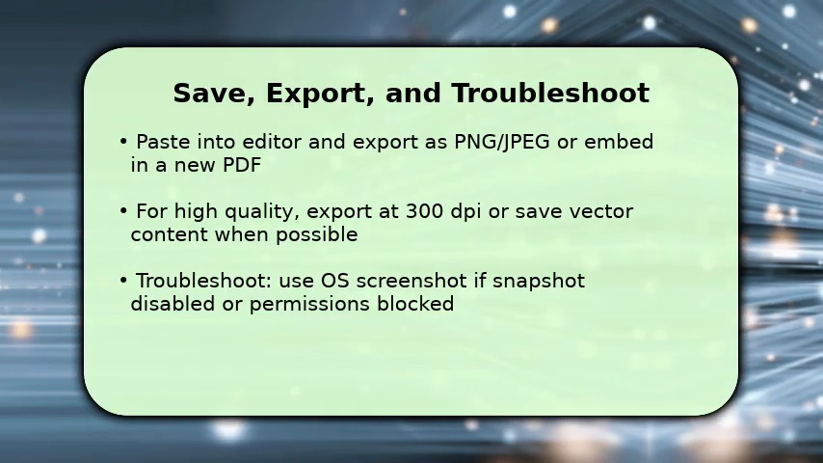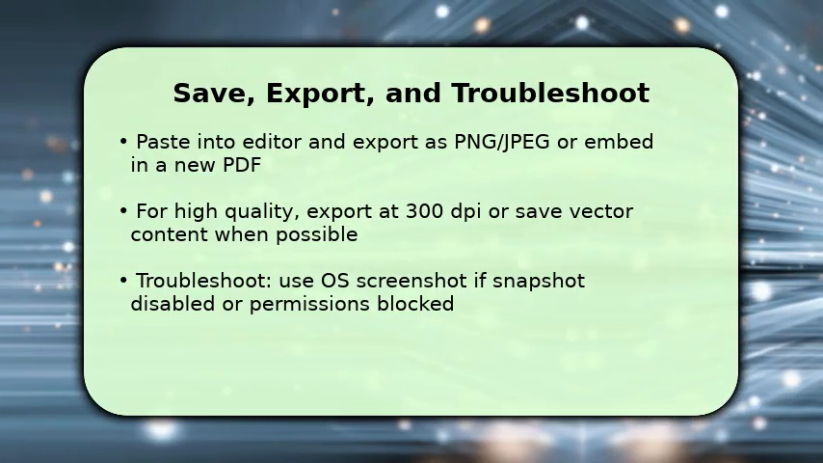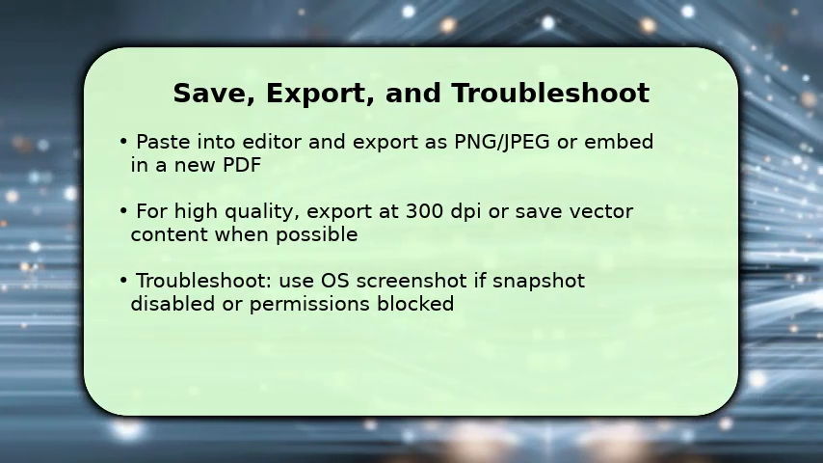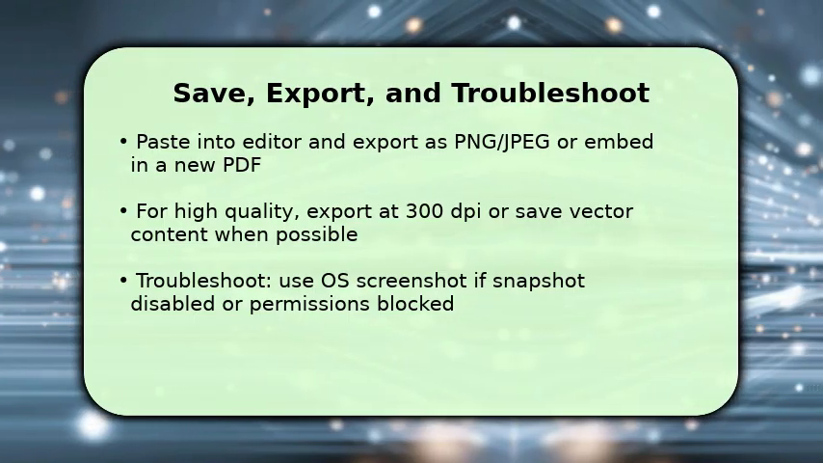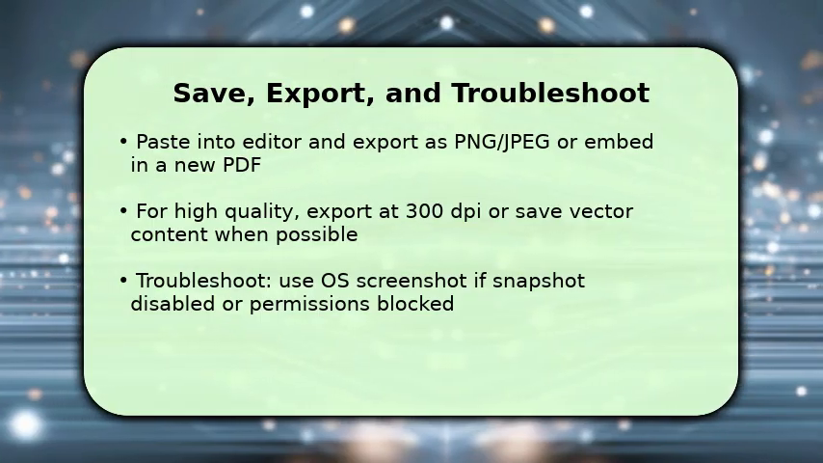If the PDF app won't let you take a snapshot, check security settings or use your system screenshot tool as a fallback. Sometimes permissions or protected PDFs prevent copying, so try an alternate viewer or print the PDF to bypass restrictions.